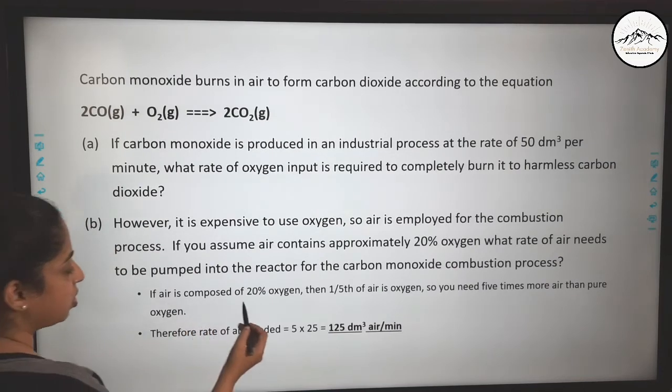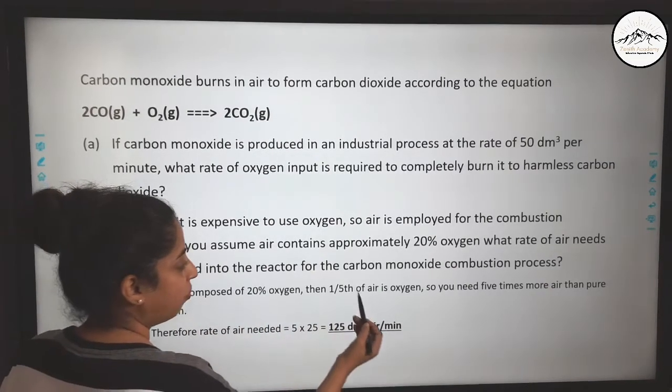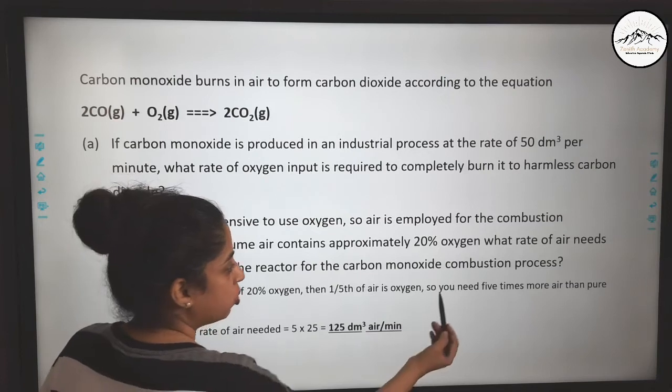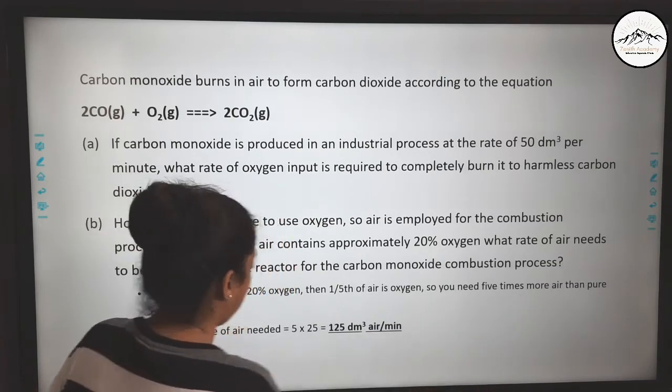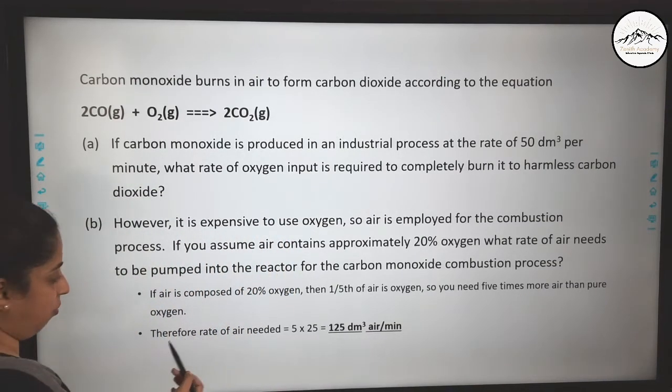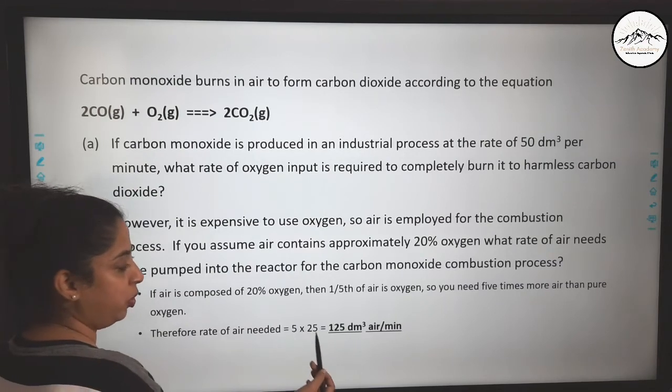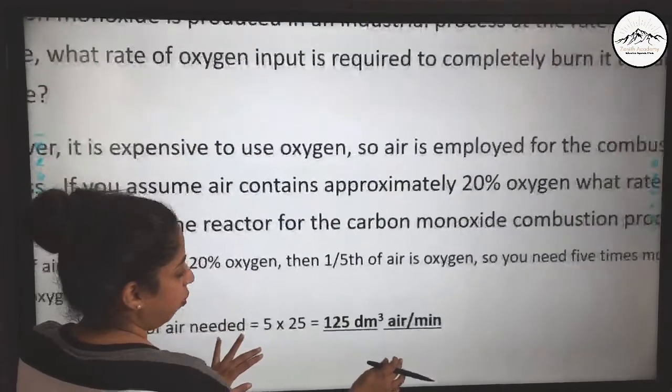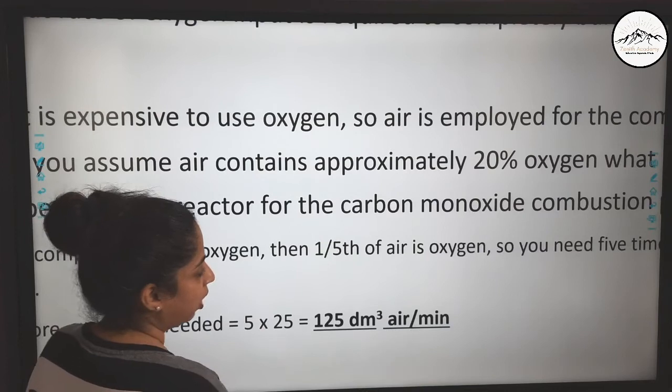So if air is composed of 20% oxygen, then 1/5 of air is oxygen. So you need 5 times more air than the pure oxygen. Therefore, the rate of air needed is 5 into 25, which is 125 decimeter cube of air per minute.